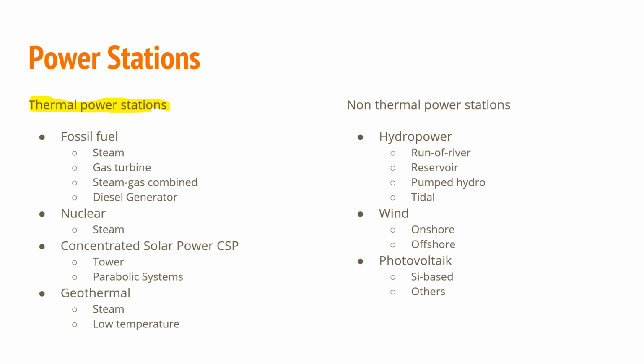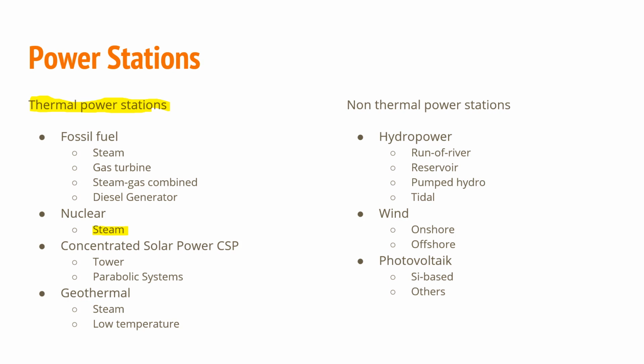The next fuel is nuclear. Nuclear is usually producing heat by a process with uranium, or maybe in the future with thorium or fusion. But what you produce in all these cases is steam, and this steam can then directly drive your turbine.